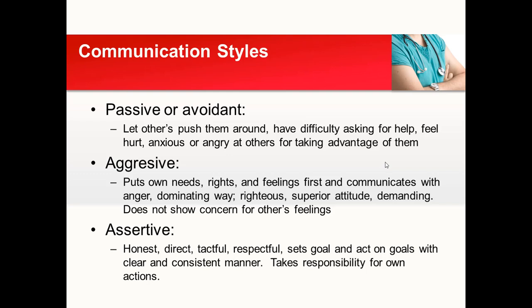Aggressive. These are the people that are more dominating. They're angry. They feel like they're superior than other people. And they really don't show any concern for others' feelings. Assertive. These people are the honest, the direct. They'll tell you something tactfully. They'll be respectful. And then they'll take responsibility for their own actions.